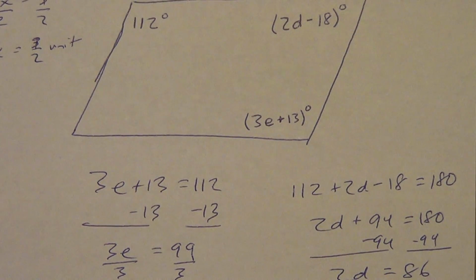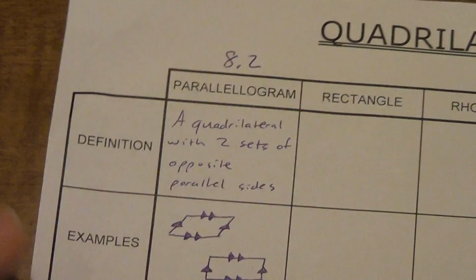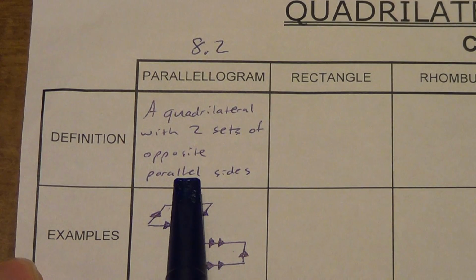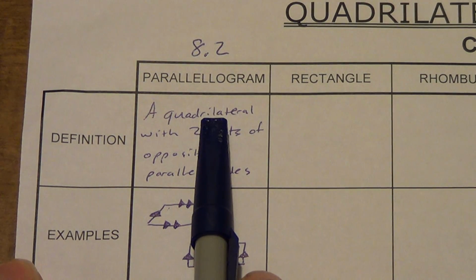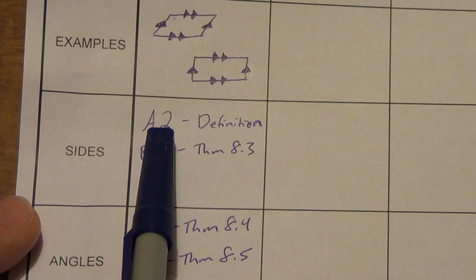All right. So here's what you need to remember. I'll go back to this sheet and kind of talk about it real quick. You need to know the definition. Two sets of opposite parallel sides. It's got to be a quadrilateral, a four-sided figure. Basically a couple examples. Definition tells us that two sets of opposite sides are parallel.